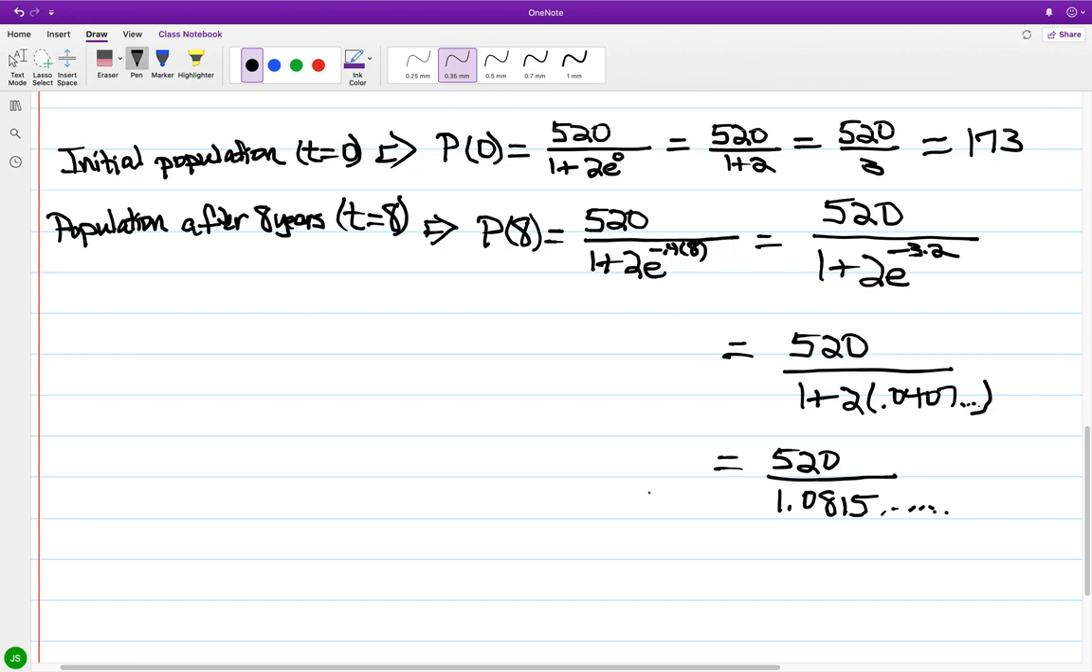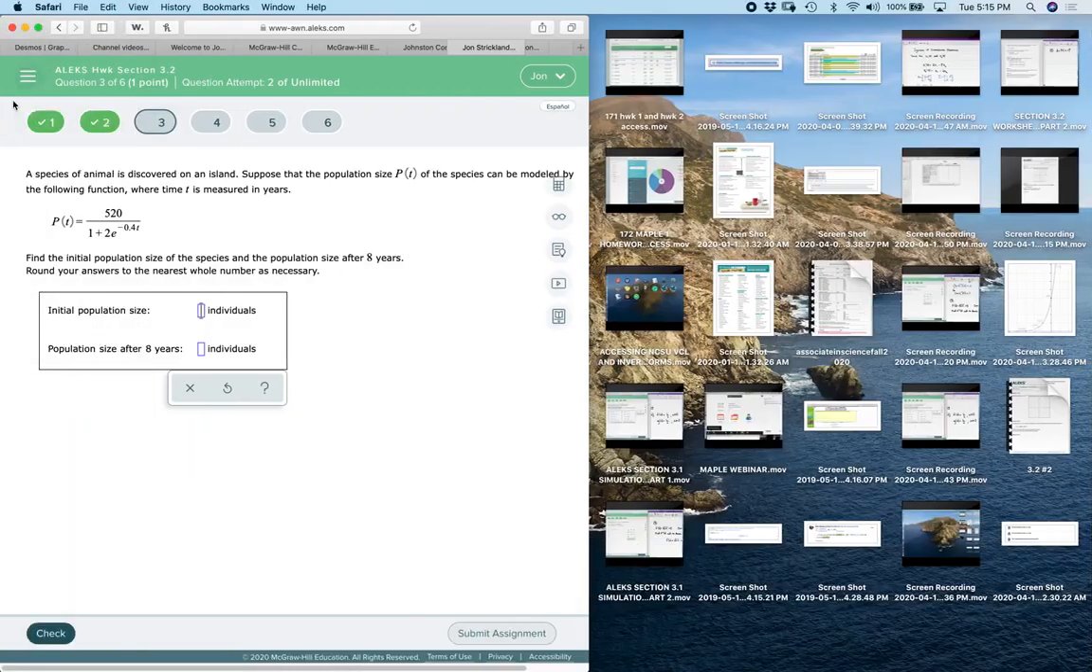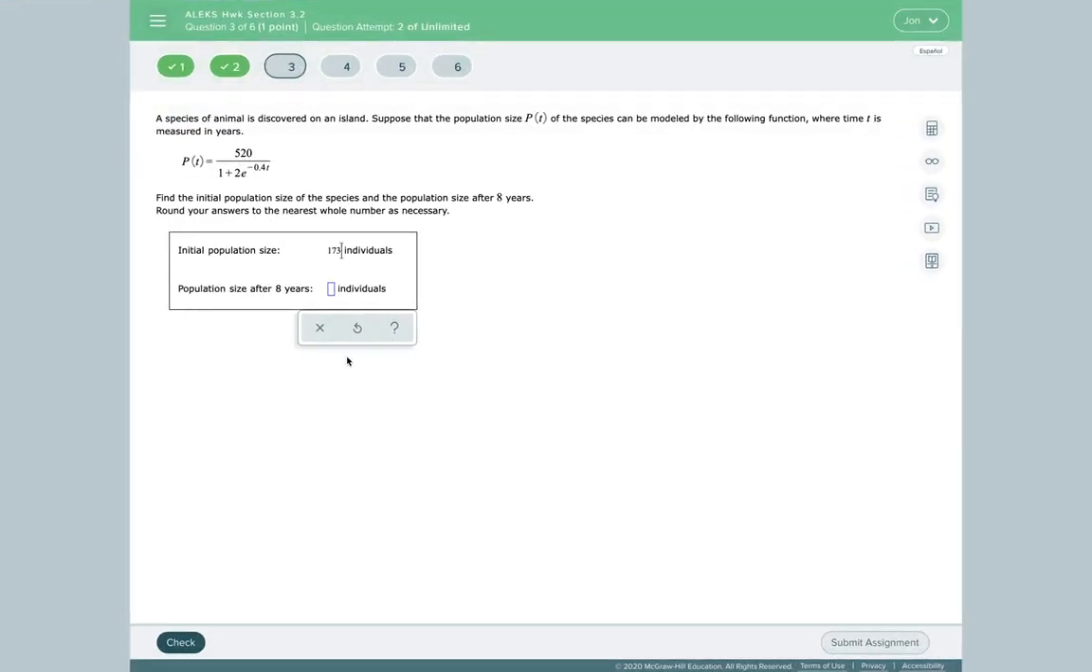And it's going to turn out that, to about the nearest whole number, we have about 481. So you have 480.8028, which will round up to 481. Okay, so just taking what we have with the numbers, the initial population you have at 173, and for the population size after 8 years, you have about 481, and checking the results.